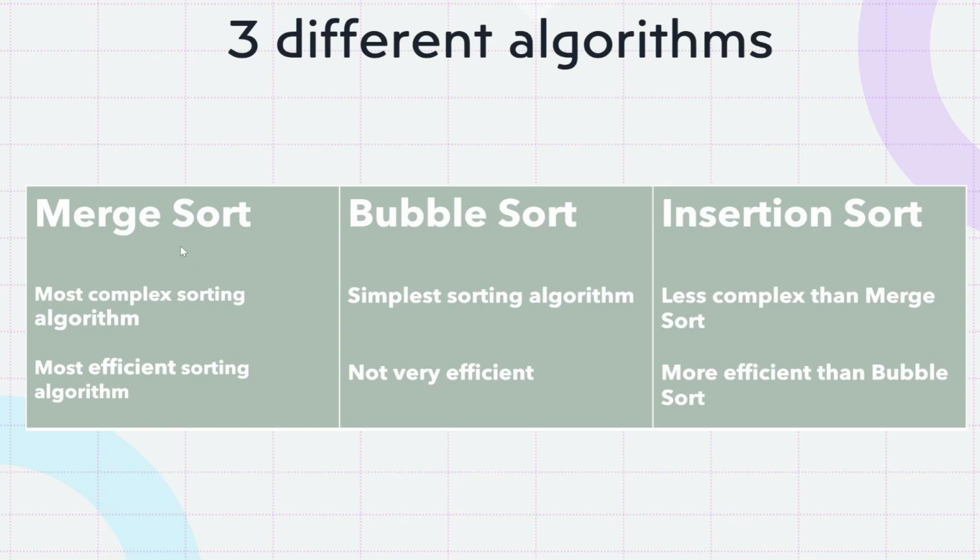So we have merge sort, which is kind of complicated, but it is efficient in longer lists. Bubble sort is just kind of boring. You just go check. I'll show you in a second.